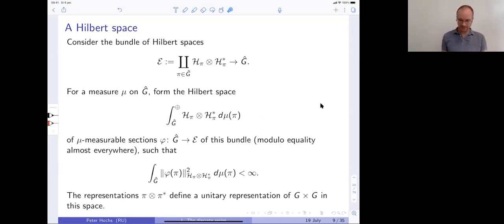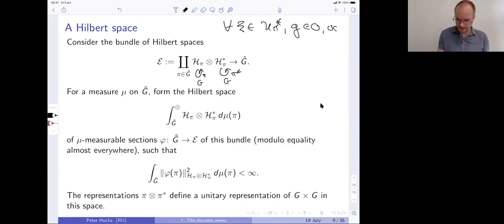So on every copy of pi, we have an action by G here via pi, and there's an action here by G also via pi dual. So just to be explicit here, for all psi in H pi dual, g in G and v in H pi, this dual representation is defined in this way. This was the action here.